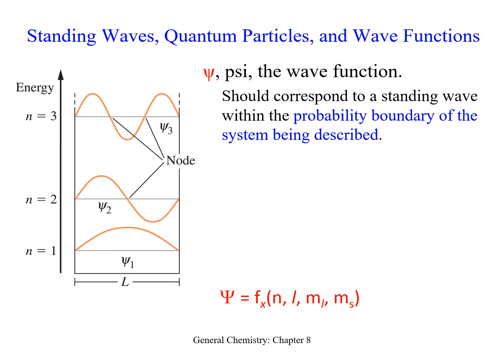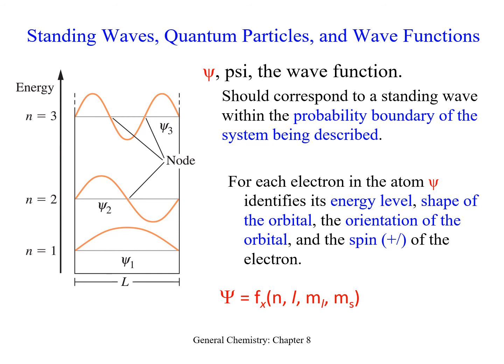All right, well, don't get lost in this one either. But what is important, I want you to focus on this little weird Y-looking thing. It's called psi. And this is Schrodinger with some serious math chops. But anyway, psi is a wave function. All right. And it should correspond to a standing wave within the probability boundary of a system being described. Okay, and so if you take a function and you square it, you get a probability, and we're talking about 3 dimensions, so it's going to be a 3-dimensional boundary of the system that you're describing.